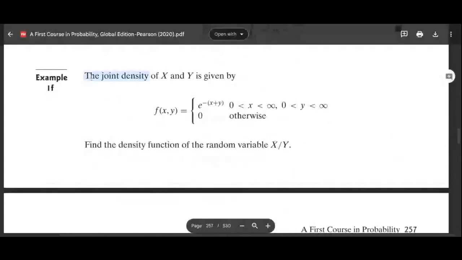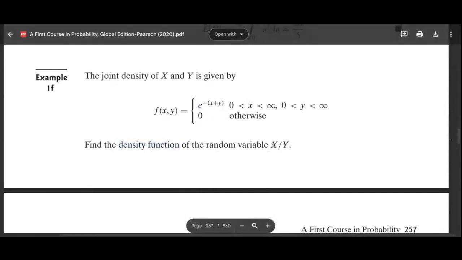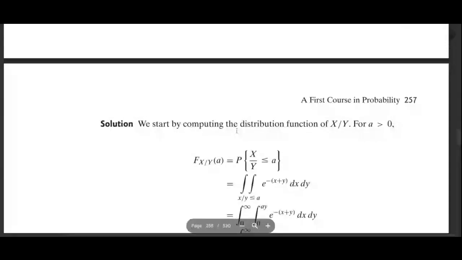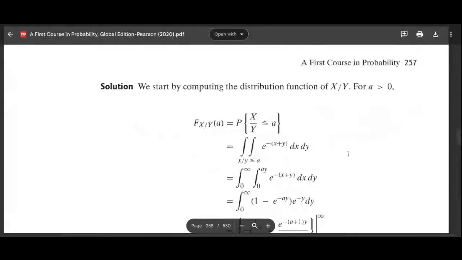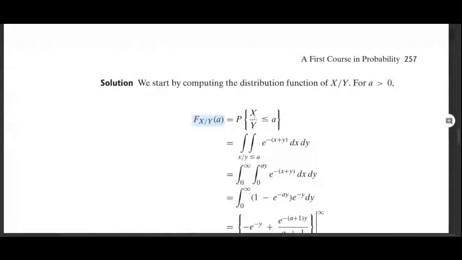Okay, let's see more examples. The joint density of x and y is given by this: f(x,y) is e to the negative (x plus y), for x and y being positive, and 0 otherwise. We want to find the density function of the random variable x divided by y. So we want to compute this for some a being positive. That means x/y less than or equal to a.